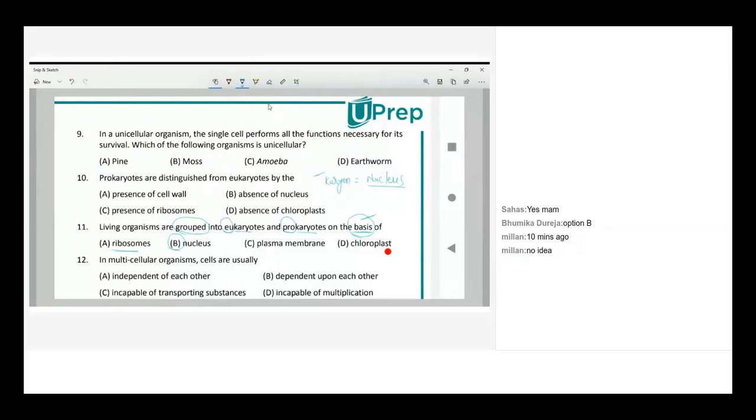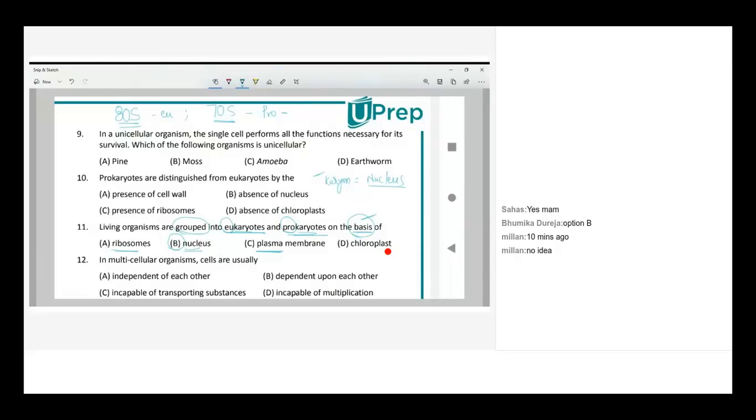But when you take ribosomes, ribosomes are present in both eukaryotes and prokaryotes. But in eukaryotes, you will have ribosomes in the form of 80S, whereas in prokaryotes, you will have ribosomes in the form of 70S. 80S, 70S. The ribosome difference is there between pro and eukaryotes. But the basic difference is based on the nucleus only, not based on the structure of ribosome, not even based on the structure of plasma membrane.